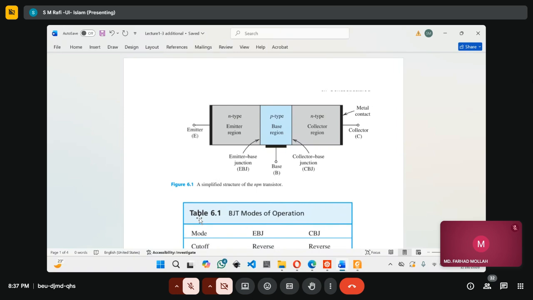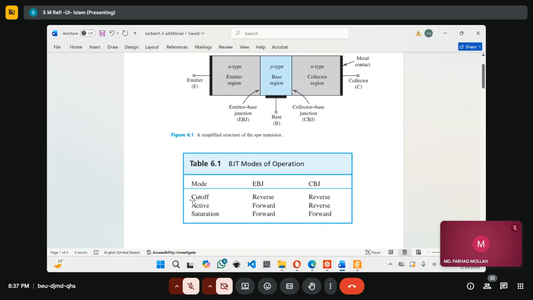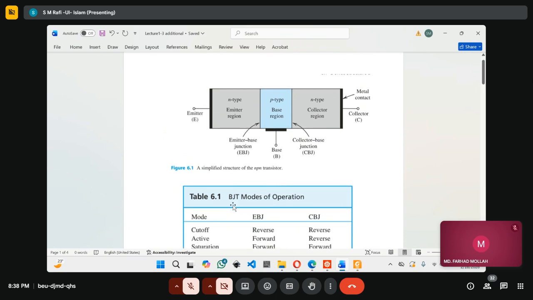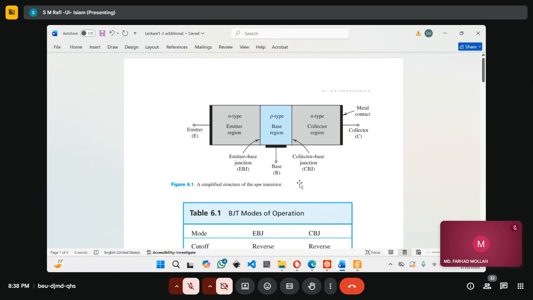In this course, we will be mainly focusing on the active regime. In the active mode, the transistor can be used as an amplifier, so we will be discussing it. What is that active region? We have the emitter base junction, which has to be in forward bias mode, whereas the collector base junction should be in reverse bias mode.